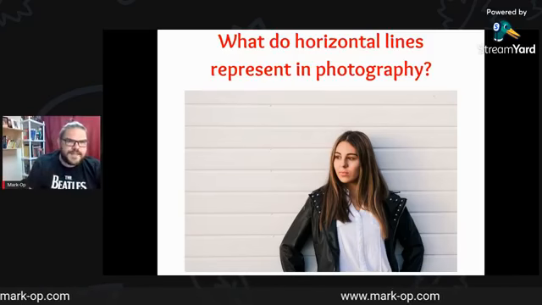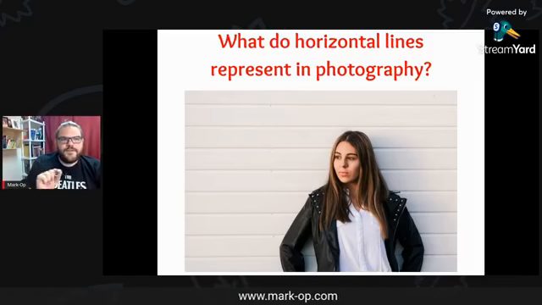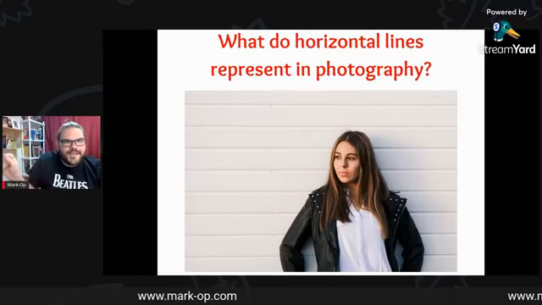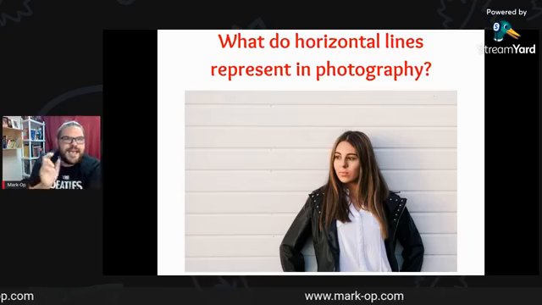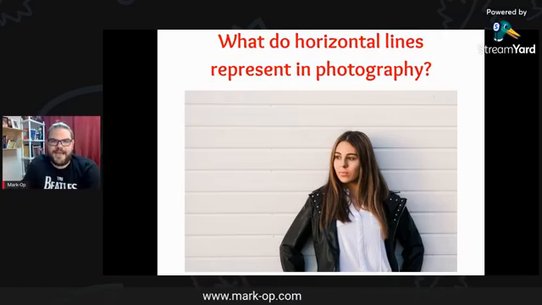And you'll see in the photos that I'm going to show you a little later, I've taken multiple takes of the same photo, but with different angles and different movements and things like that. And you'll see the impact that that can have.